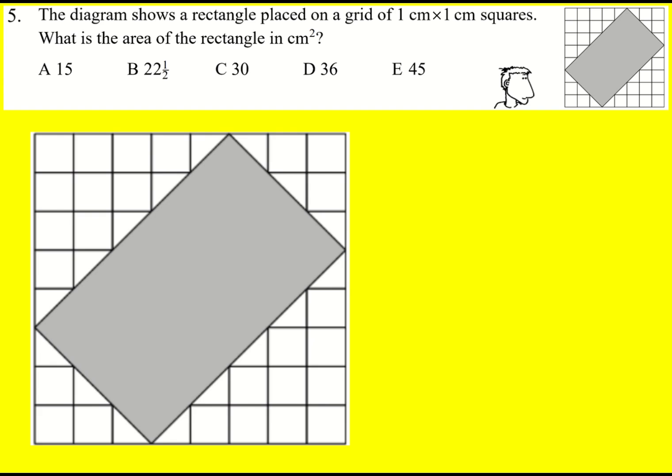But the better way to do it is just to find the area of the whole square and then subtract the non-shaded parts. So the whole square is an 8 by 8 grid. Therefore, the area is going to be 8 squared, 8 times 8, which is 64.